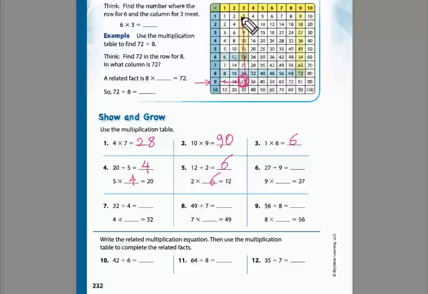So, go up to see which column this is. 3. So, 9 times 3 equals 27. And 27 divided by 9 equals? 3. Yes, 27 divided by 9 equals 3. Thank you, Kareem. I like your answer. So, my heroes, you should use the multiplication table for all these questions.